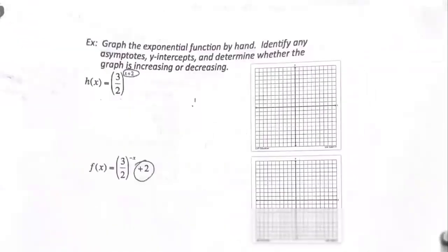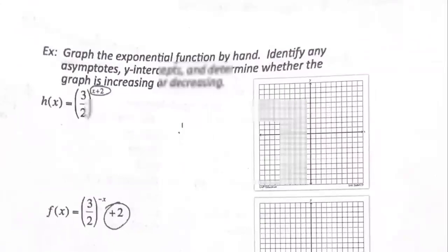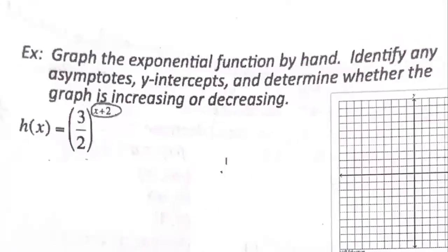For the rest of the problems, it says graph the exponential function by hand, identify any asymptotes and the y-intercept, and determine whether the graph is increasing or decreasing. Now, there are two ways to do this. One of the ways is to use translations: plot the original equation, and then move it left, right, up, or down according to the transformation. That one requires a little bit of work, but it is helpful.